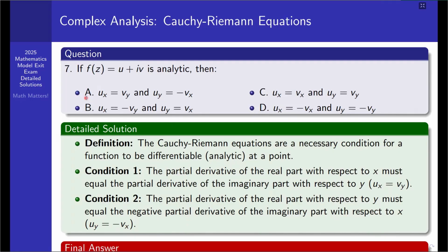I think the first one, that is simply A. That is, Ux is equal to Vy, which is this one. And the next one is Uy is equal to negative Vx. Therefore, the correct answer for this question is A.